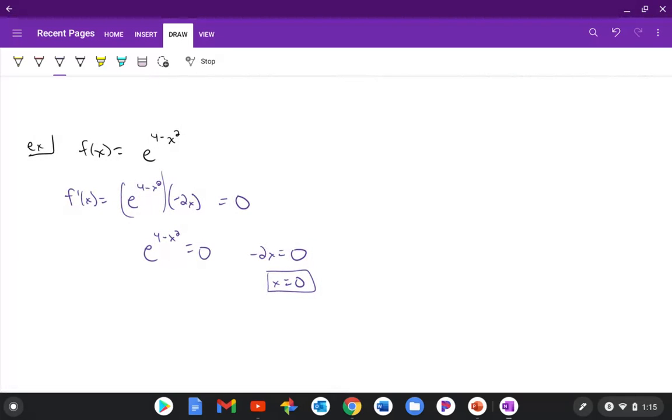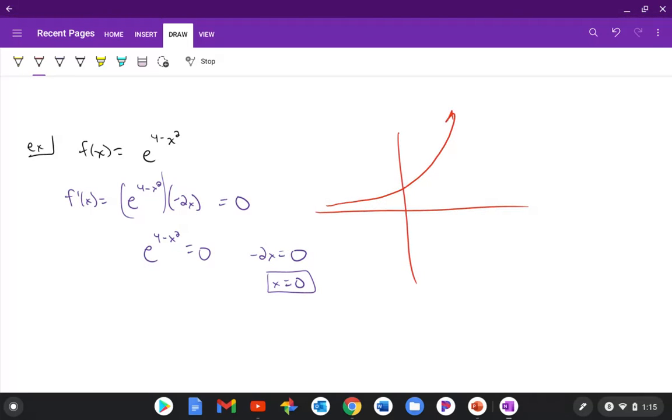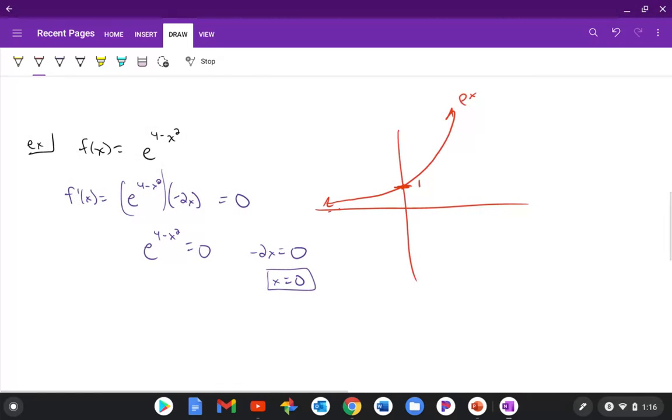Now for e to the 4 minus x squared equaling 0, the thing about e is, if you look at the original function, e looks like this. It crosses there at 1. Well, it actually never hits 0. It never crosses. There's a horizontal asymptote there at 0.